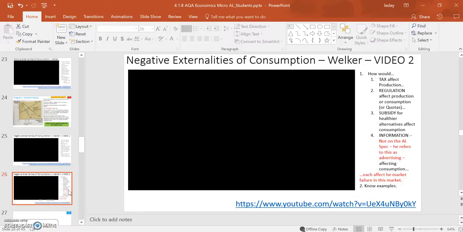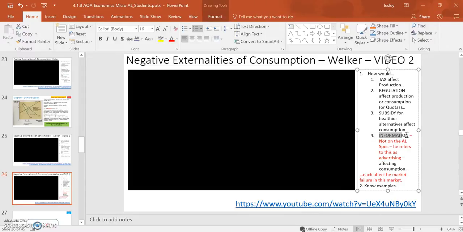But video 2 is also good, still on negative externalities of consumption, but here he runs through a range of solutions. And I need to add here that taxation, regulation and subsidy you have probably already done, and they are on the A-level spec. However, information is not on the A-level spec. It has always been on the old A-level spec that we used to teach, but is not on this. And this is simply where consumers are more informed about the damaging effects of their consumption of a demerit good. You can imagine what would happen then to the private benefit curve if they were more informed.